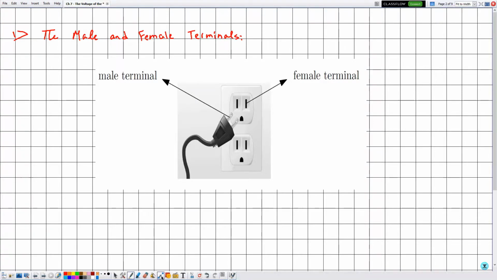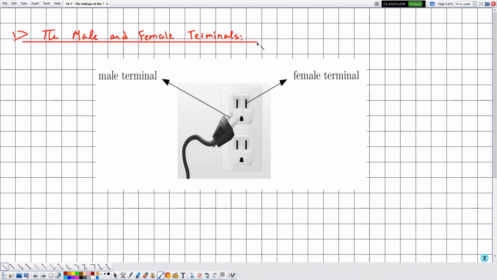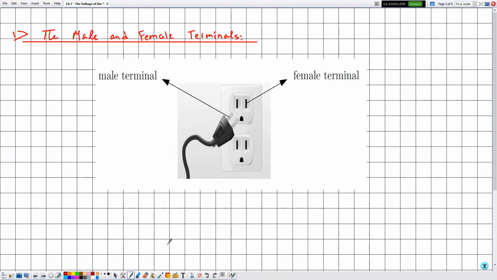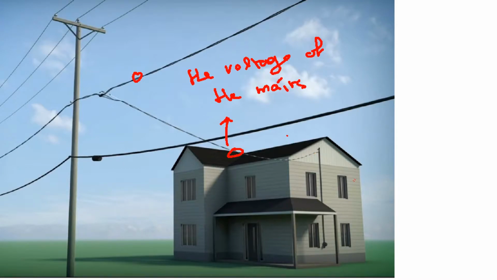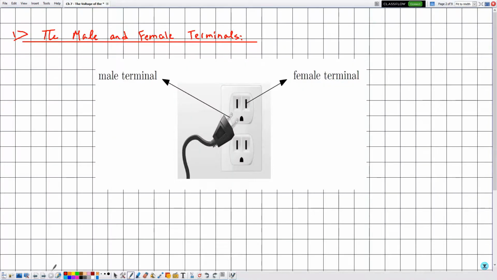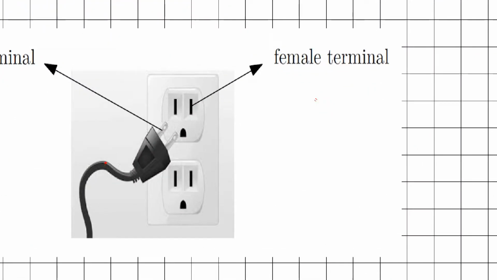Now, as we have seen in the previous documents, after the voltage is being supplied to the house, we know that we can make use of this voltage, which is said to be the voltage of the mains. Coming from these wires, this voltage is the voltage of the mains, which is the title of this chapter. So we make use of this voltage by connecting electric appliances. This is the plug of an electric appliance, and this is the wall outlet, which supplies the voltage of the mains.